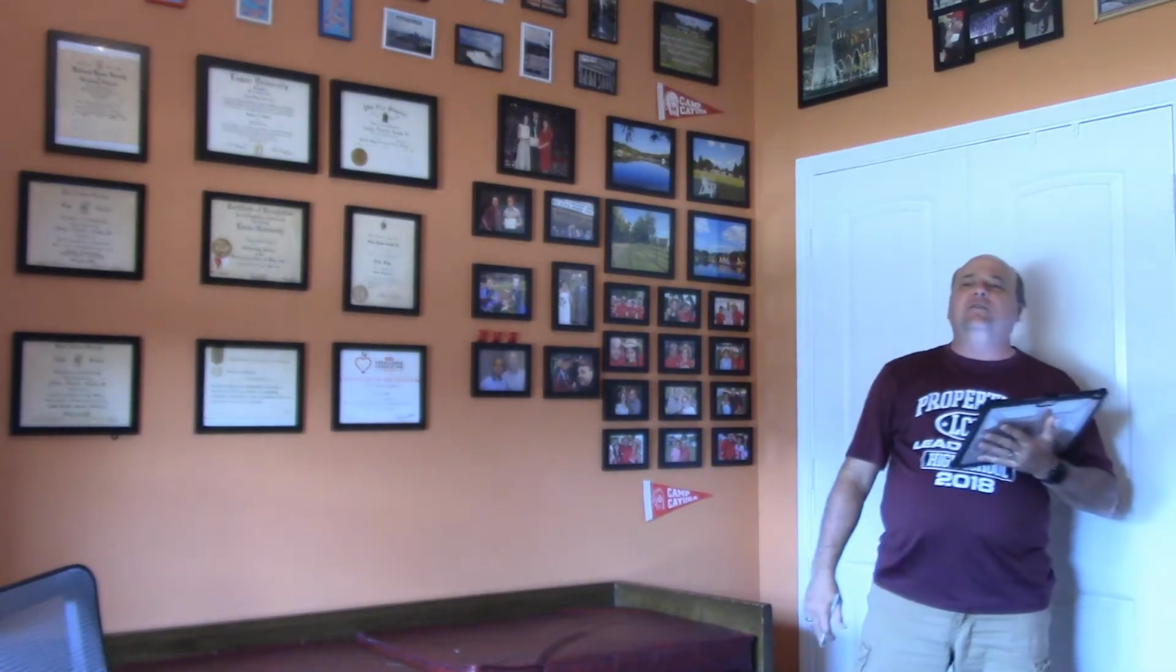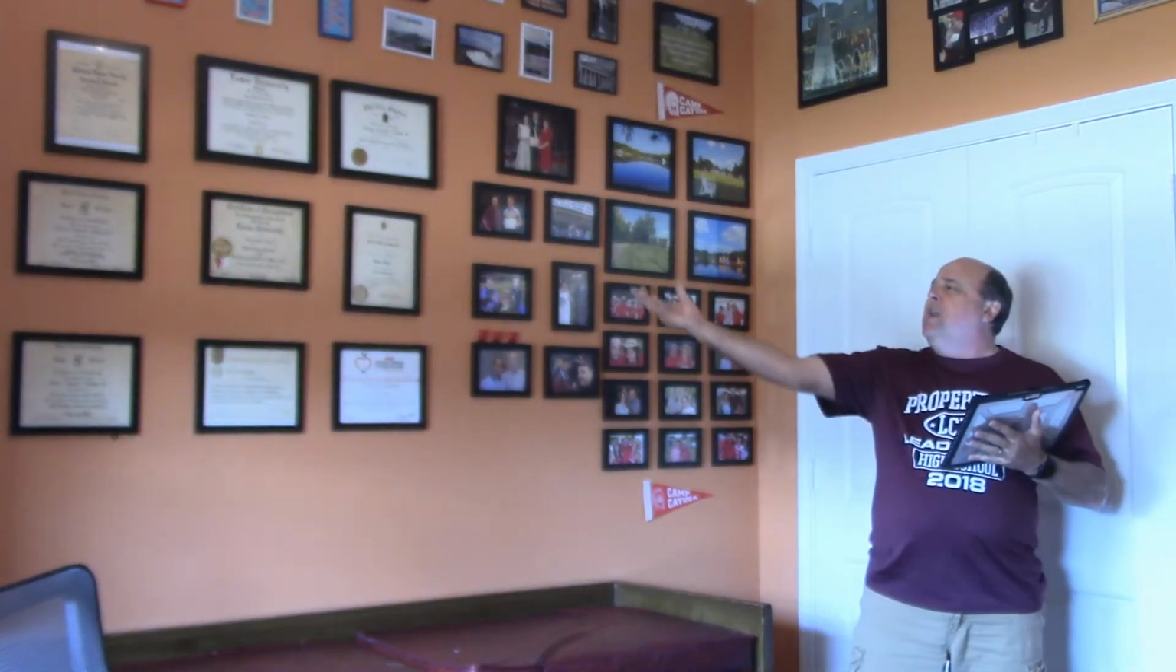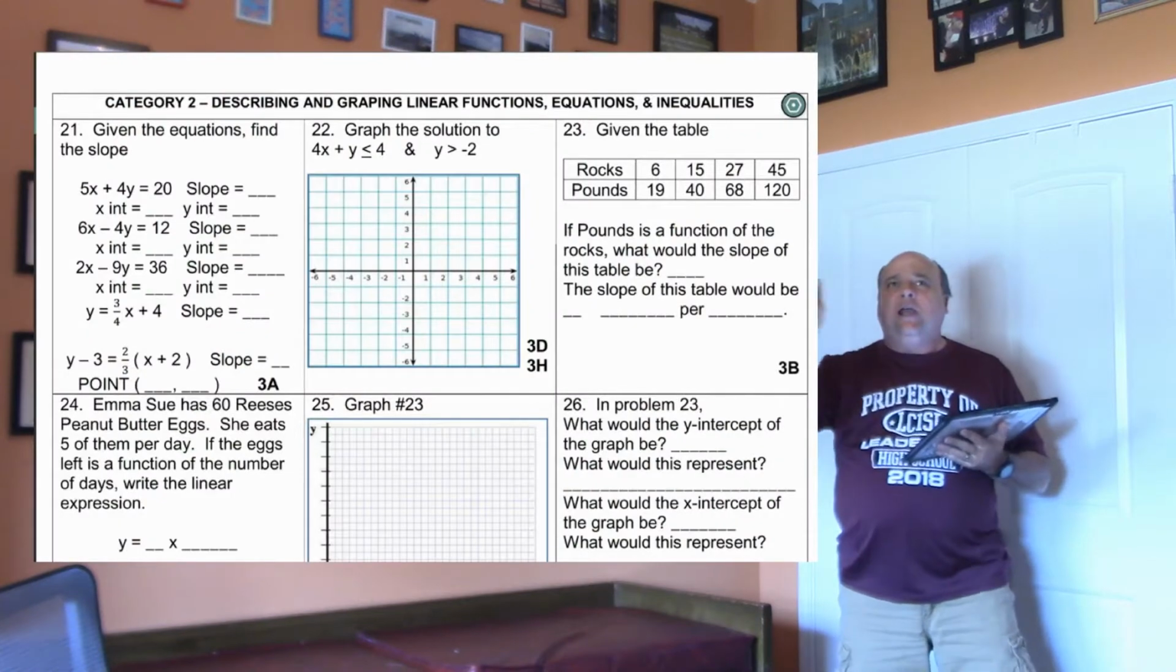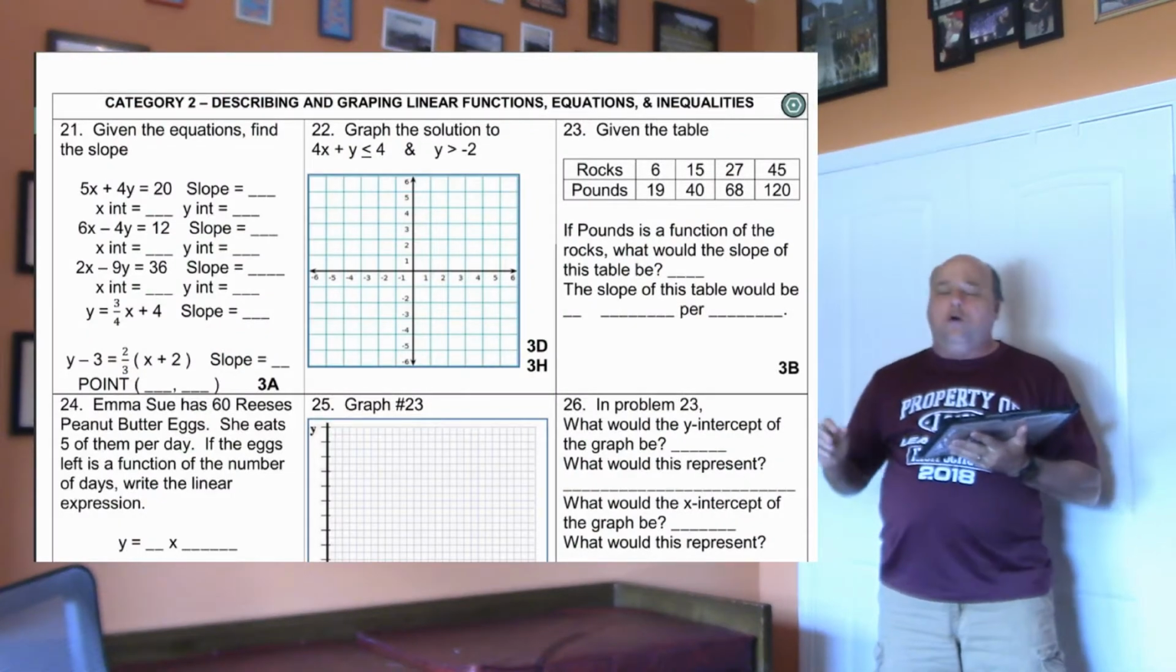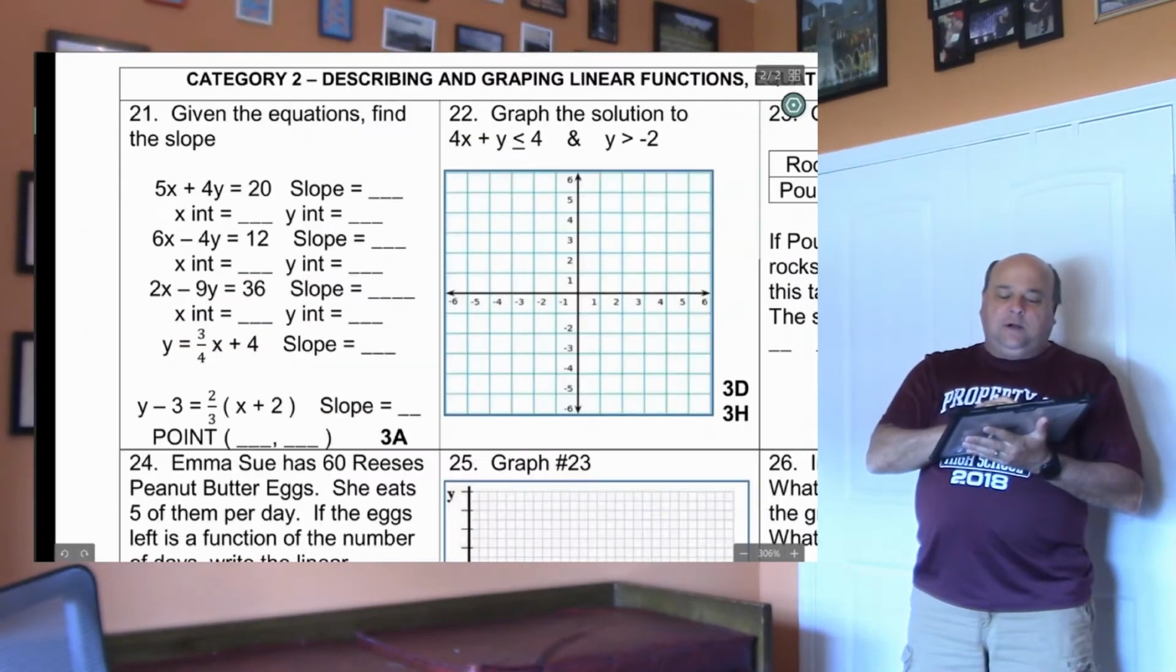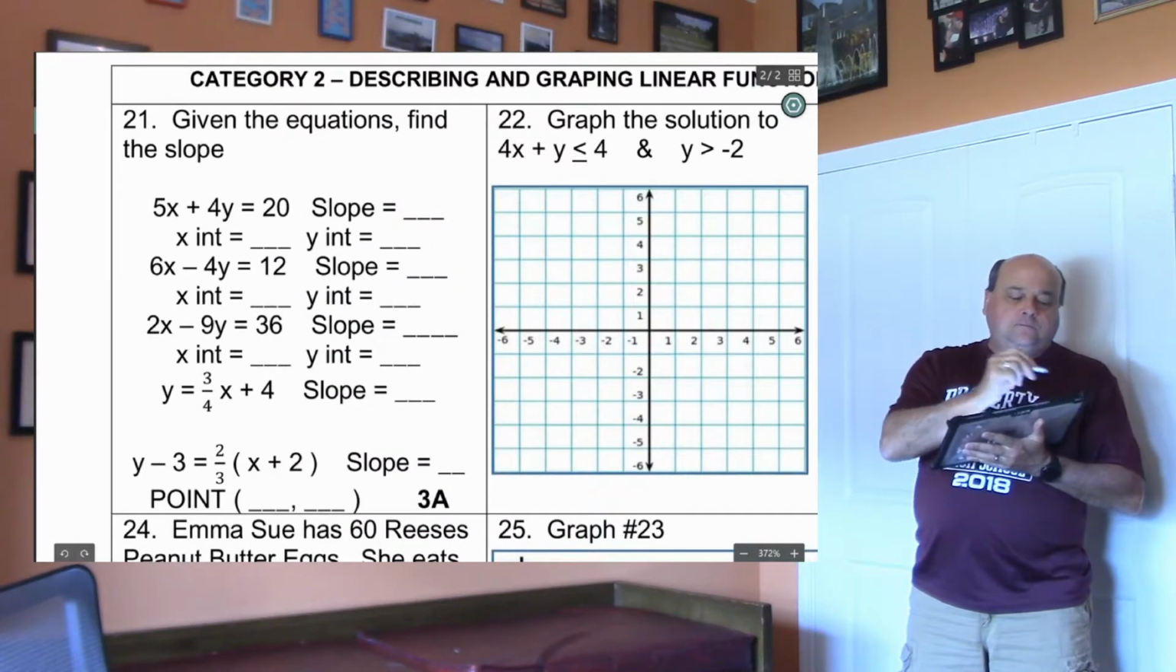Try to get this turned in this week so you get the 5 extra points. And a magical whiteboard appears. And let's start rocking and rolling. Okay, so I'm going to zoom into number 21.